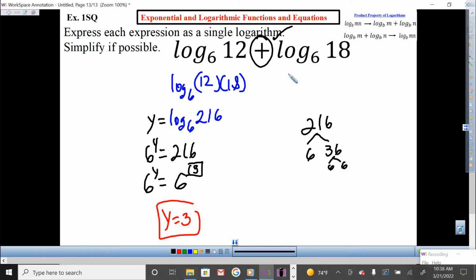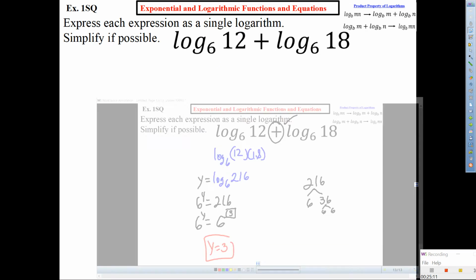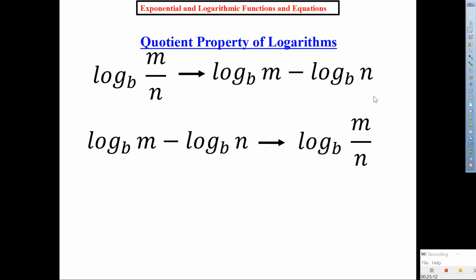Subtraction. That is correct. So if for addition we multiplied, what do you think we're going to do for subtraction? Divide. That is correct. Copy this, please. Quotient property of logarithms: log base b of m over n is log base b of m minus log base b of n, or vice versa. If they give us two logs of the same base and two different numbers and we subtract them, then we write it as one log and divide the two numbers.